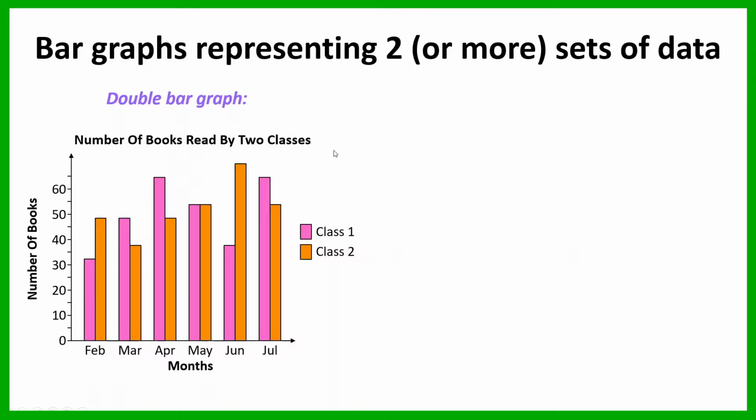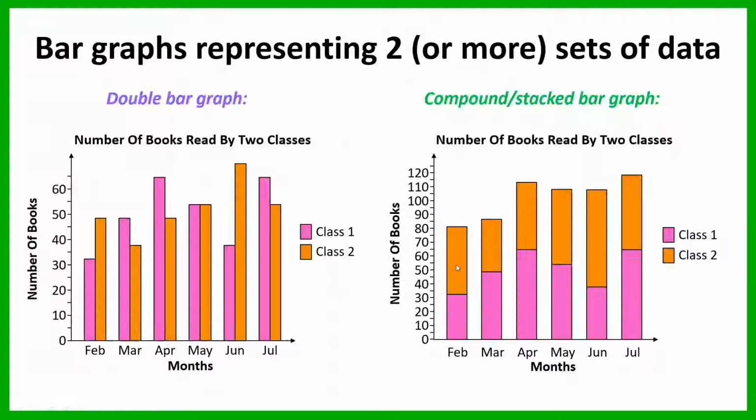Okay, then the other type of graph we can draw to represent two or more sets of data is a compound or stacked bar graph. This is one where the two sets are stacked on top of each other, and this allows us to see the total as well as seeing how the two contribute to the total. So over here I can see that the total number of books read by class 1 and class 2 is just over 80 for February, whereas over here it's easier to compare them to each other, but I can't see what the total is without actually adding them up.